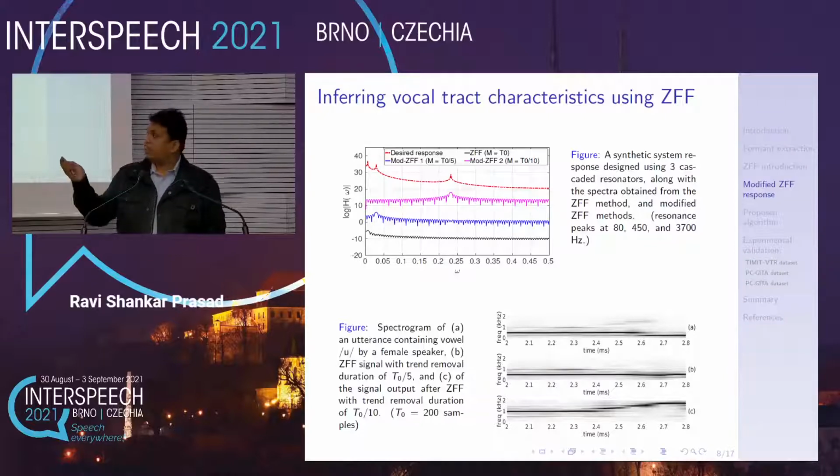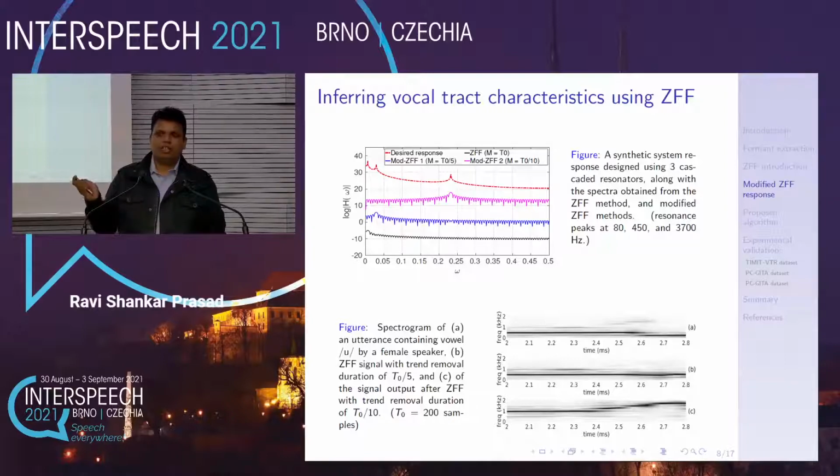So we see the three filtered signals, the black, the blue, and the magenta one. The black one is a regular ZFF signal, which has a peak at the F0, which is around 80 hertz. The blue signal, which is shifted with a trend removal of 1/5 of the period, exhibits a peak in the F1 range, which is around 450 hertz. And the magenta one, where the trend removal duration is maintained at 1/10 of the period, is showing a peak at the second formant, around 3.7 kilohertz.